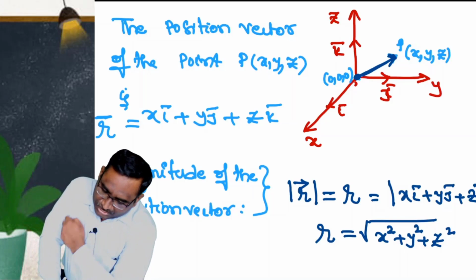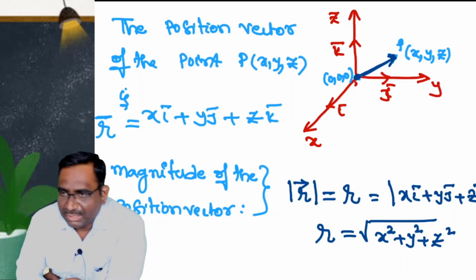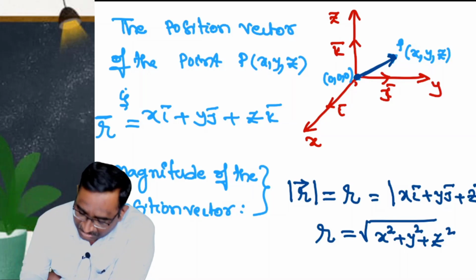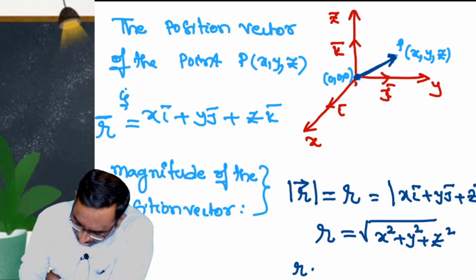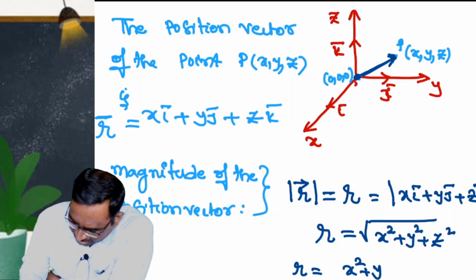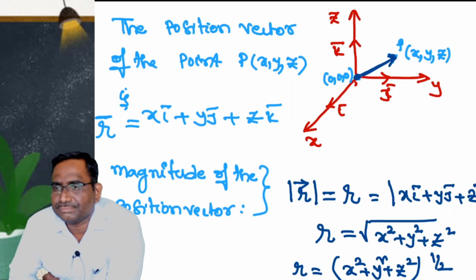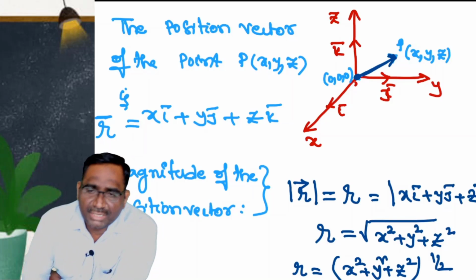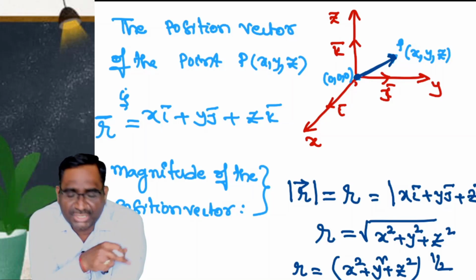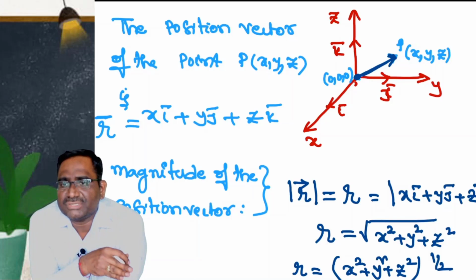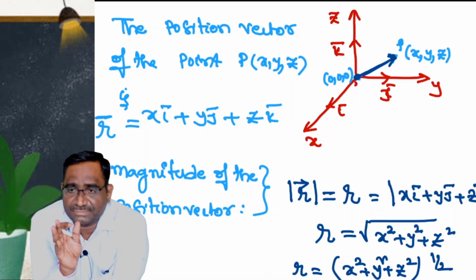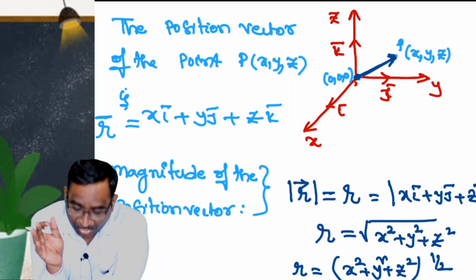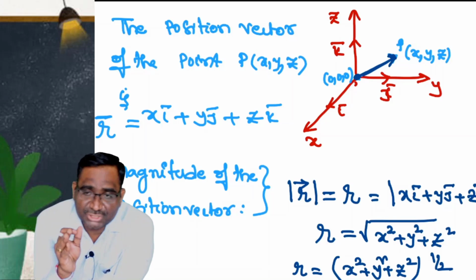So we have defined the position vector r bar and its magnitude. This can also be written as r equals (x square plus y square plus z square) to the power 1 by 2. This is most important. We use it every time when studying vector differentiation and later vector integration, so you have to remember this one. That is the position vector.